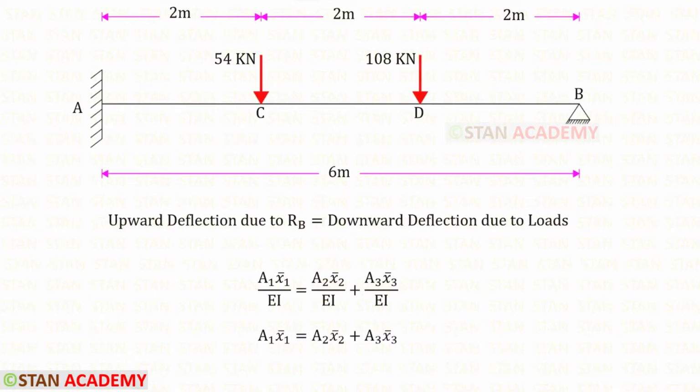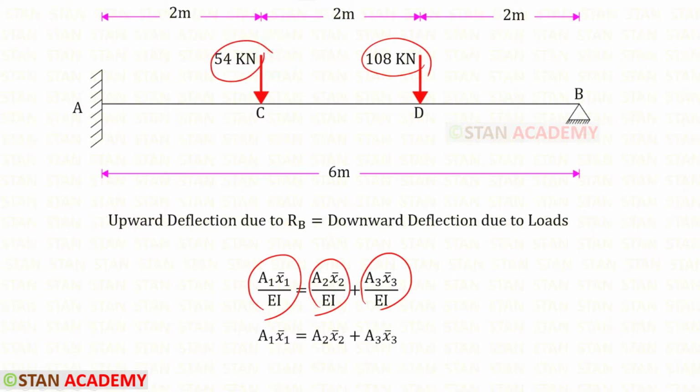We know that the upward deflection due to Rb will be equal to the downward deflection due to the loads. In this case, we can use this expression. This is the deflection due to Rb. This is the deflection due to the load 108, and this is the deflection due to the load 54.